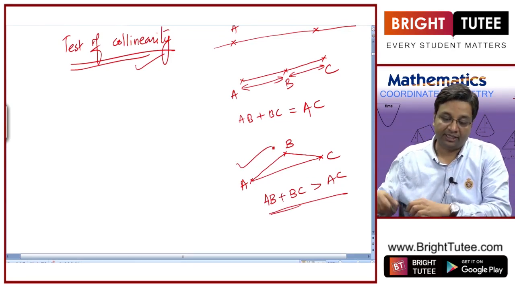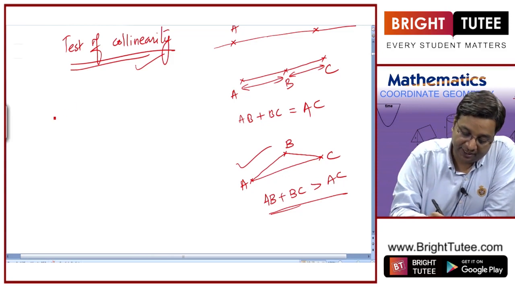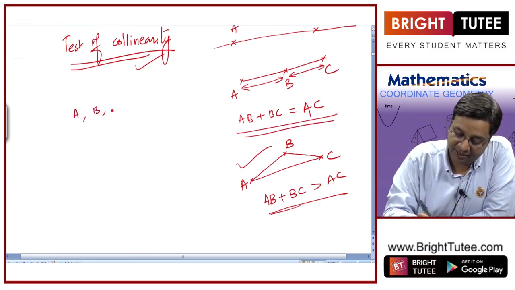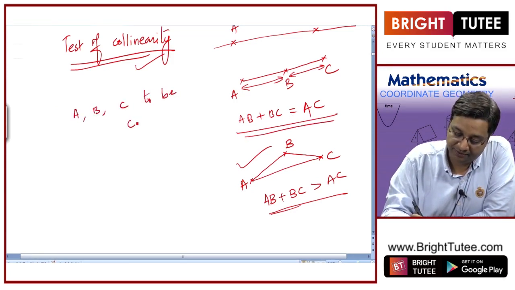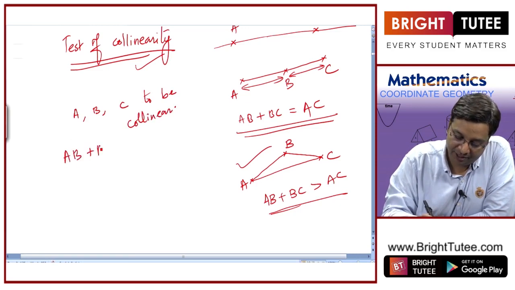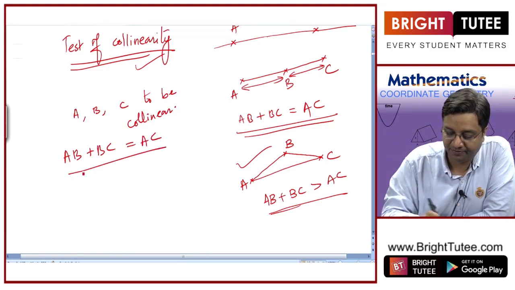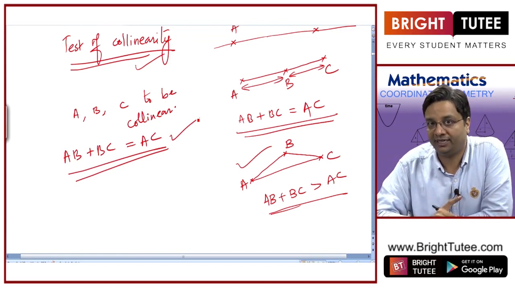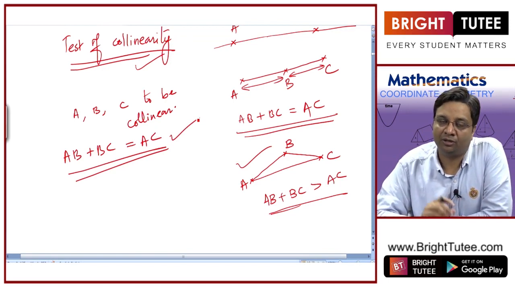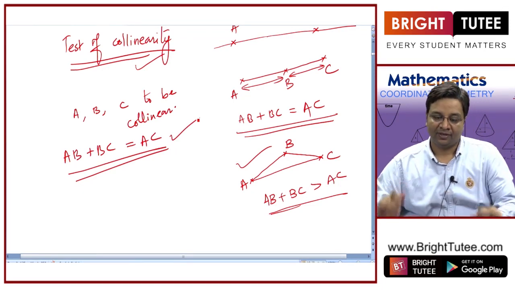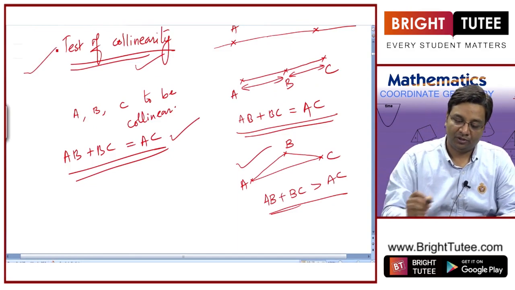So for the test of collinearity, we can write it like this: for points A, B, C to be collinear, the distances AB plus BC should be equal to AC. And in this case, it will not form a triangle. Otherwise, if these are not collinear, these 3 points will form a triangle. So this is the test of collinearity.